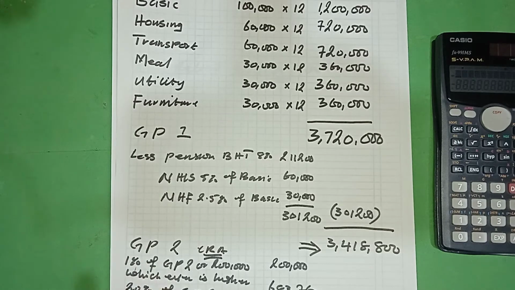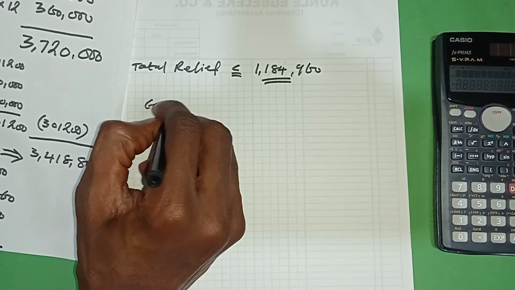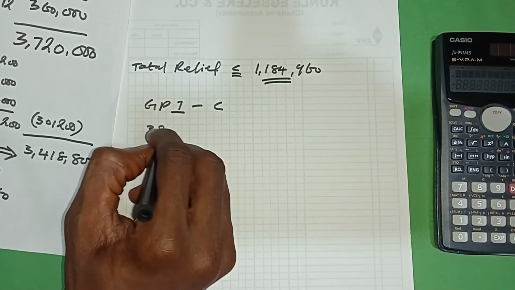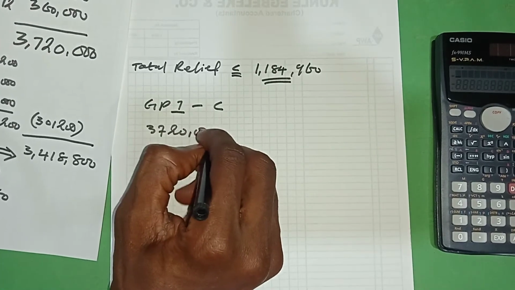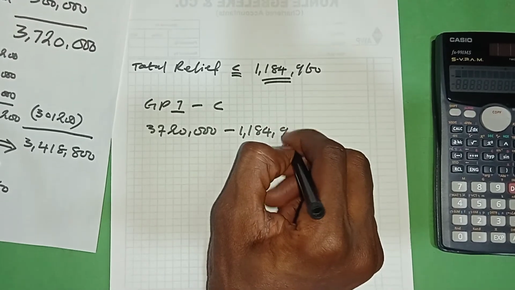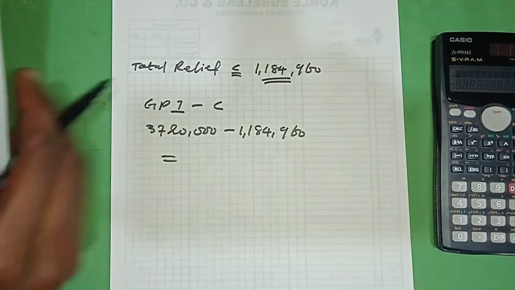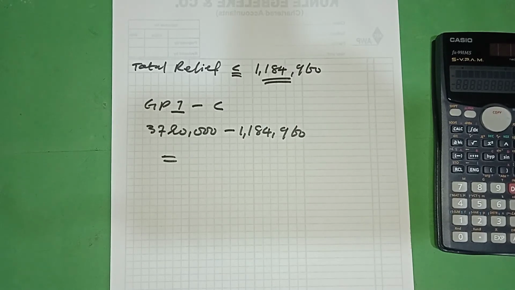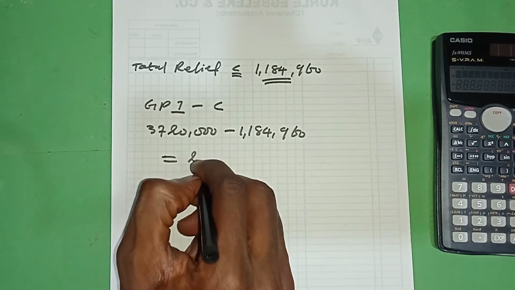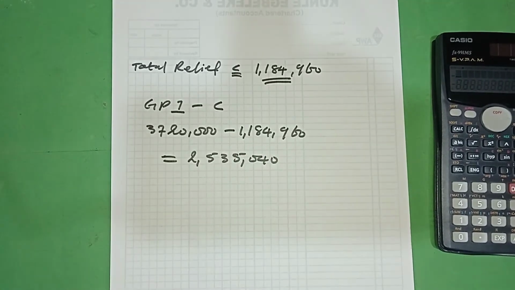GP1, gross pay 1 minus C, minus the relief allowance for the year. GP1 minus C will give you 3720 minus 1184960. Are you getting it? Now, this will now give you your chargeable income, which will be 2535040. Please use your calculator to confirm this.